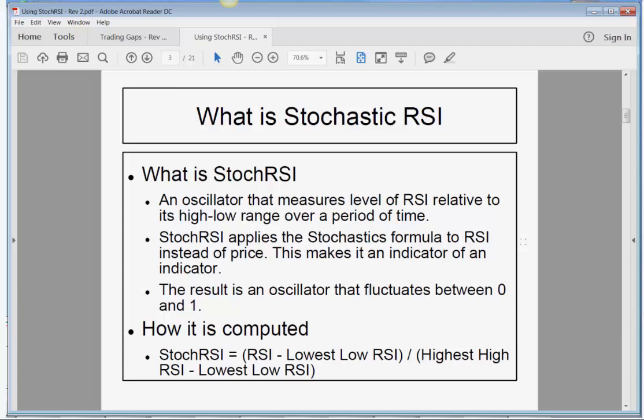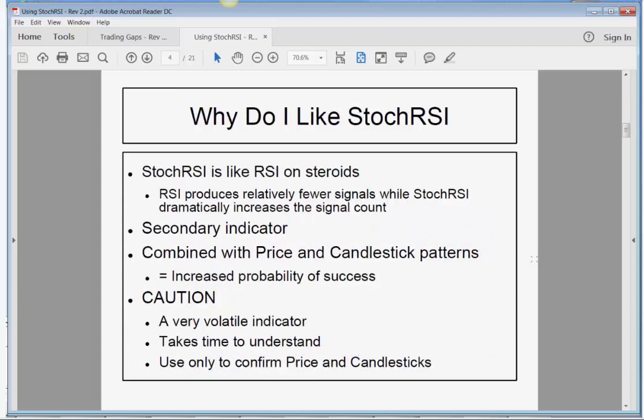It's basically an oscillator of an oscillator. It fluctuates between 1 and 0, and this is how you compute it if you really want to know. I don't really have to care. The computer does it for me. It's like an RSI on steroids. Simple. I use this as a secondary indicator.